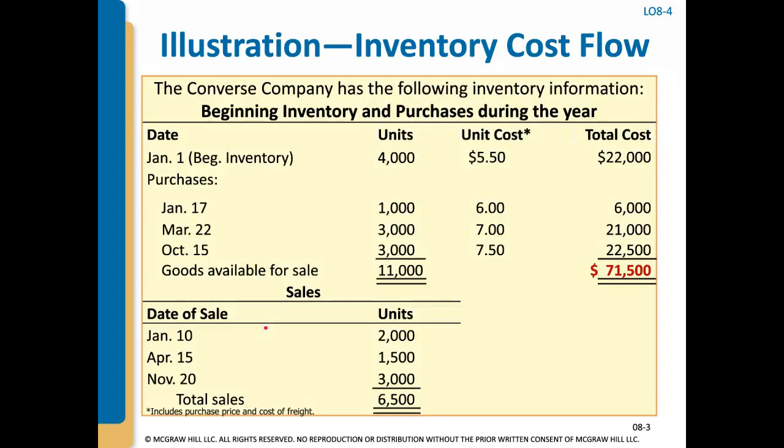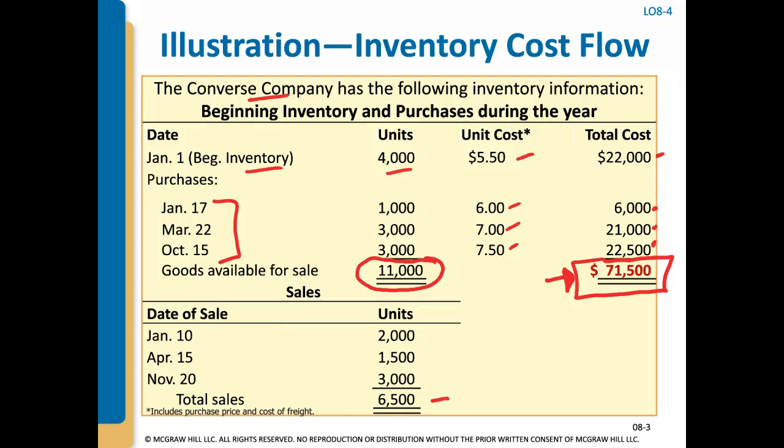We're going to use this same example that I've used in my previous videos. It's from the Converse company, and it shows beginning inventory of 4,000 units at $5.50, so total cost is $22,000. And they've made various purchases throughout the year. Each batch of units that they bought has been at a different unit cost, so here's the total cost for each batch. And so their total cost of goods available for sale is $71,500. So they have 11,000 units that are available at a cost of $71,500.